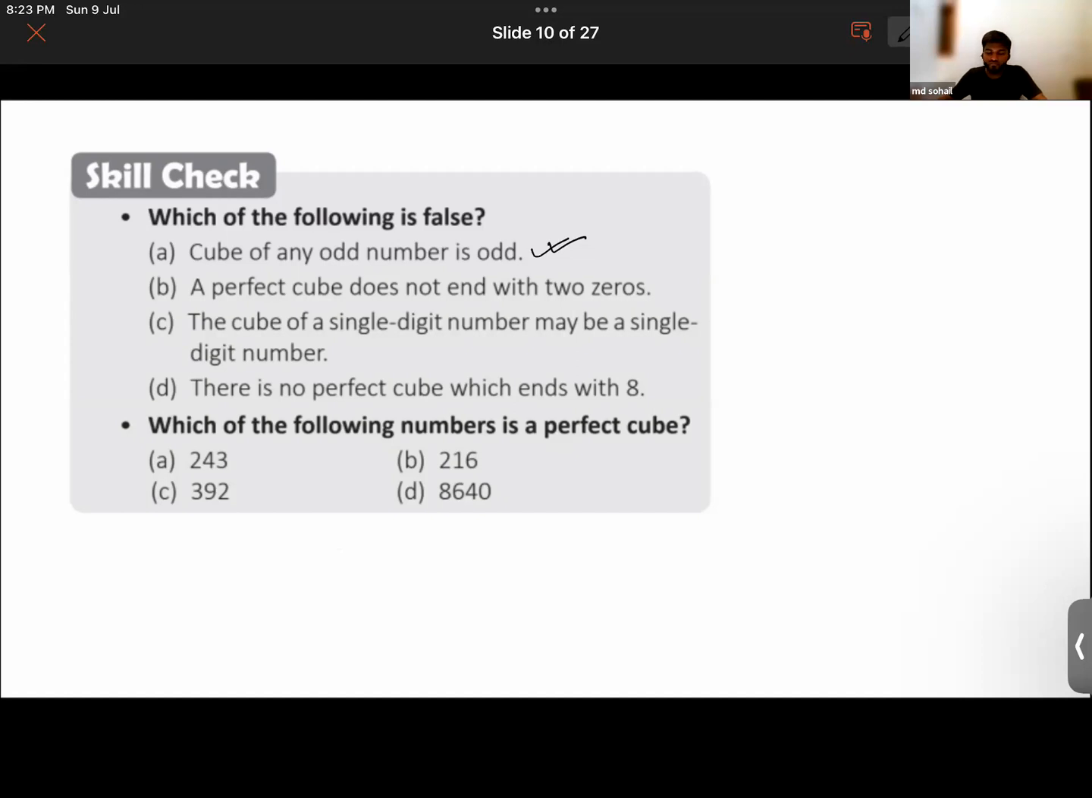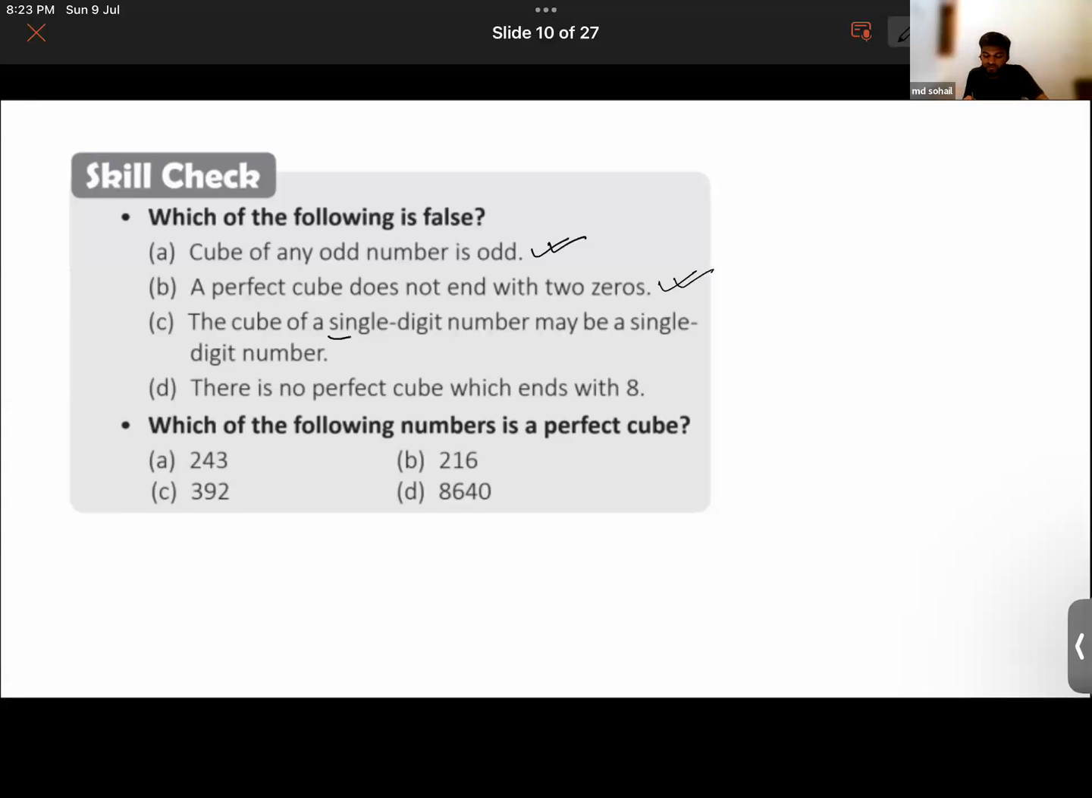Yes, the second is true, right? Yes. The first single digit number maybe, I think. No, no, sir. This is false. The cube of a single digit may be a single digit number. Think again. Take examples and see if the option is correct.